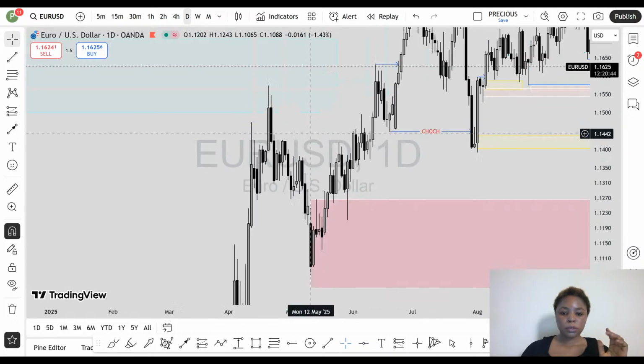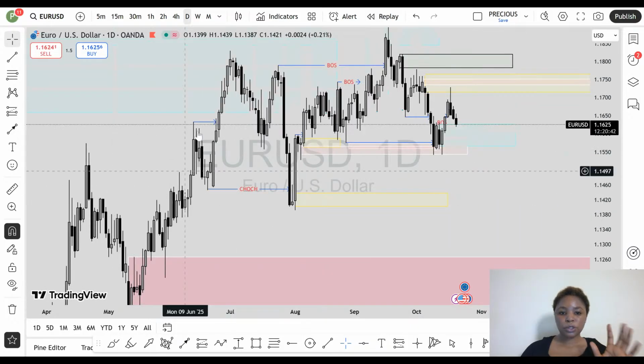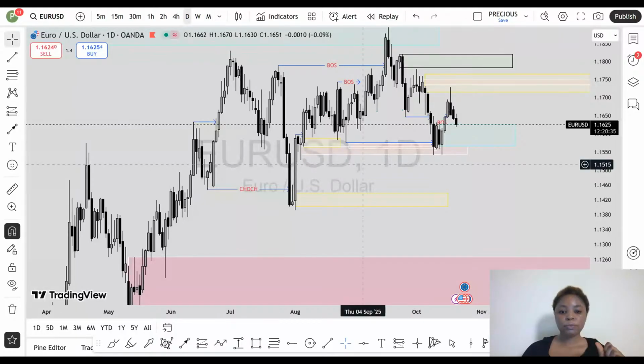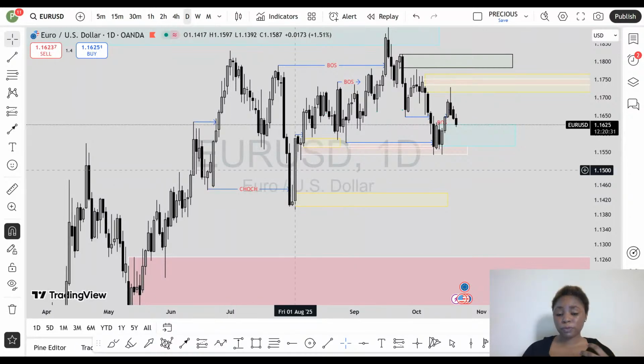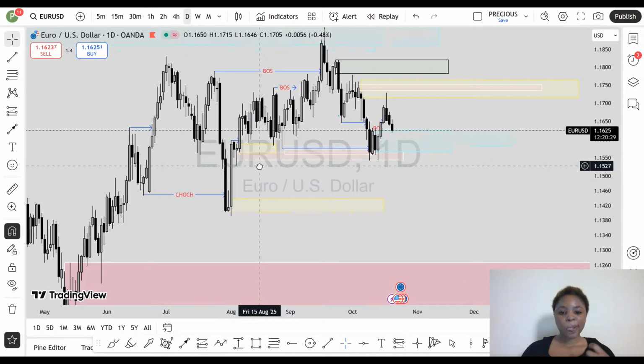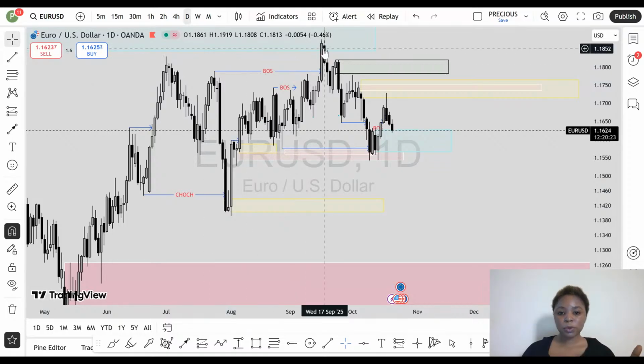Looking at these charts from the weekly to the monthly, we are in a bearish market here, but we are just having a pullback. You can see the change of character to the downside here, which confirms that we're in a bearish market. We're just having a pullback to mitigate. Look, price mitigated this bearish order block, and then we move downward again.